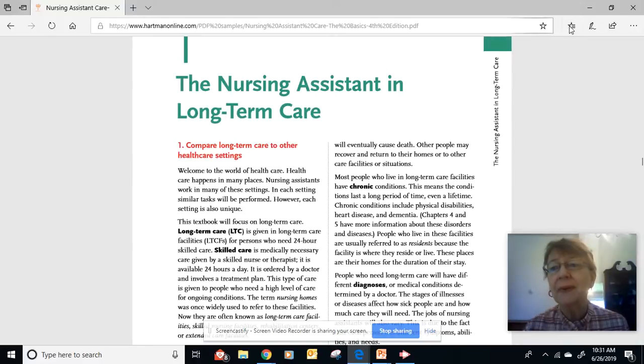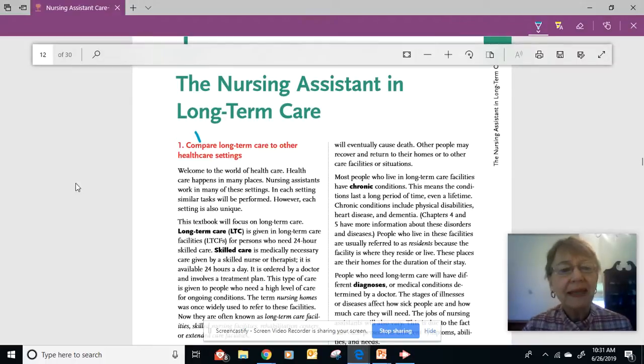For example, write out the question over your learning objective. How would you compare long-term care to other healthcare settings? Question mark. As you read, look for the answer to this question.